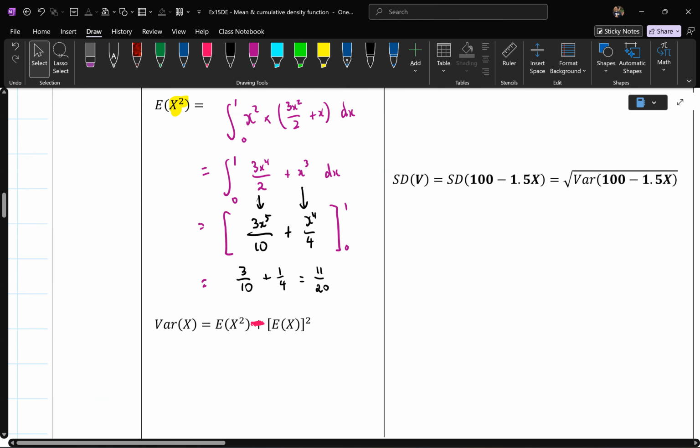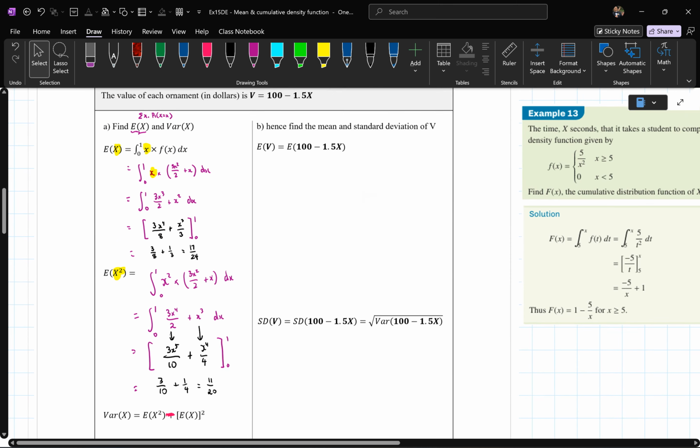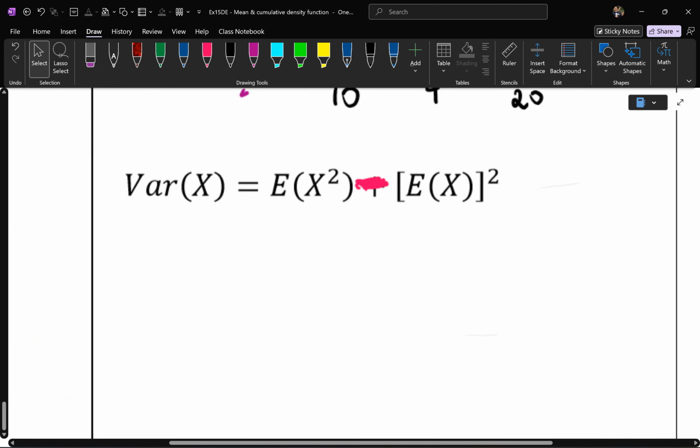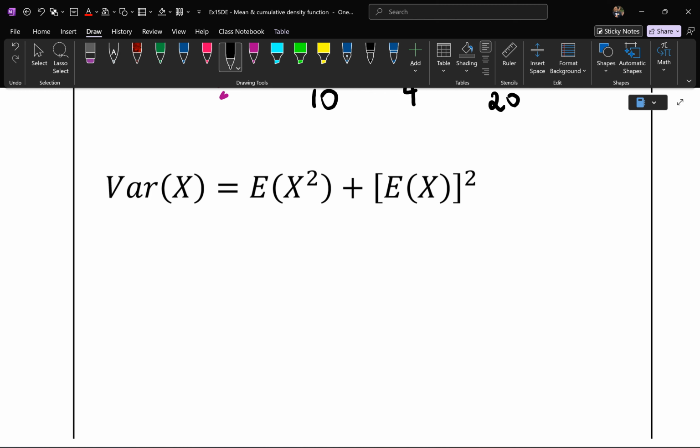Hands up if you got E of x squared correct. Good, good, good. Excellent. Why did we find E of x squared? Because the question was asking, find the expected value and find the variance. This is the variance formula. Make sure to cross off that plus. There should be a takeaway.